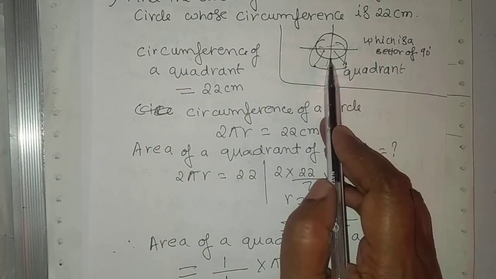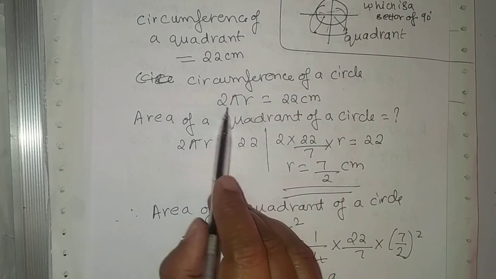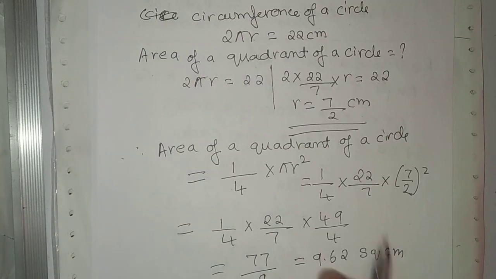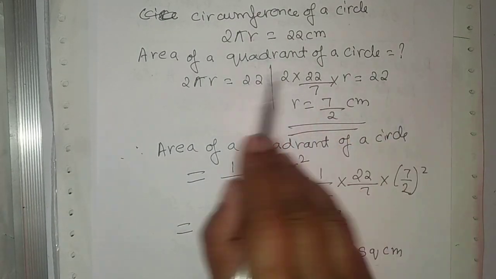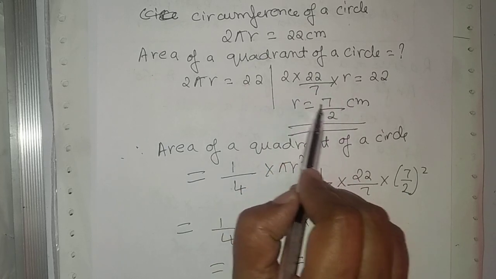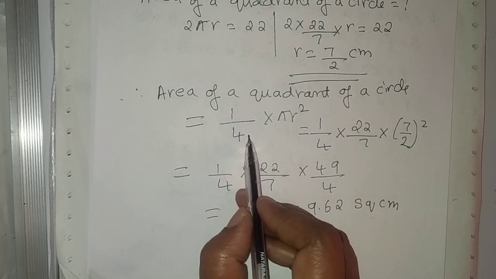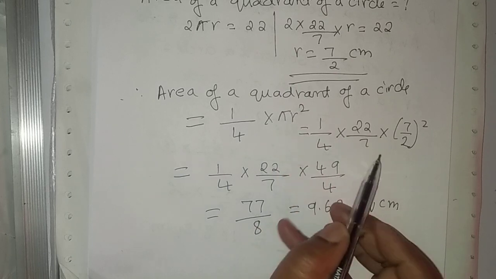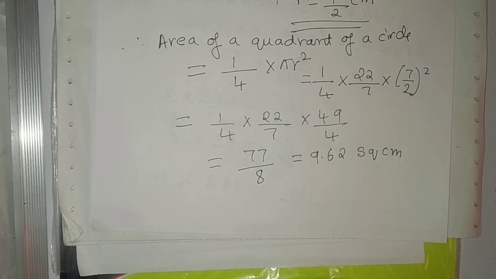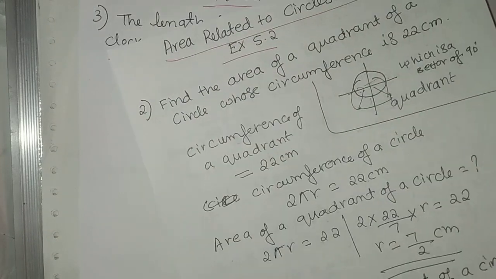So I explained what a quadrant is. First, the circumference is given, which is equal to 22 centimeters. Then the circumference of the circle, 2 pi r, is equated to this. Substitute the values and simplify, and we will get the radius r. After this, the area of the quadrant of a circle is given as 1 by 4 into pi r square. Substituting the values, finally we get 77 by 8, which is equal to 9.62 square centimeters. So this is the second problem. We move on to the third one.